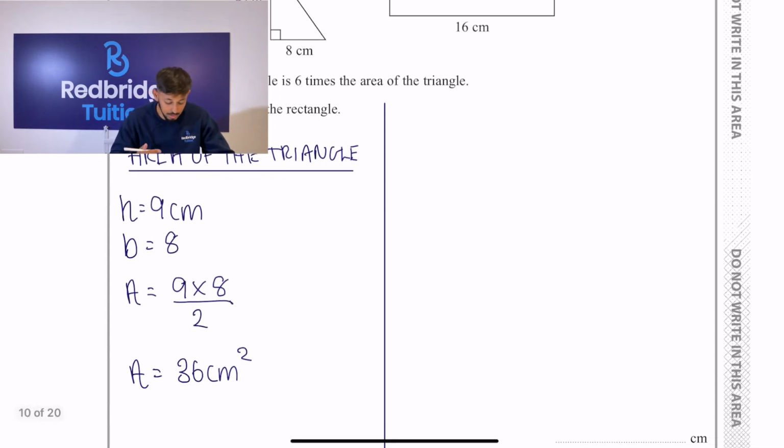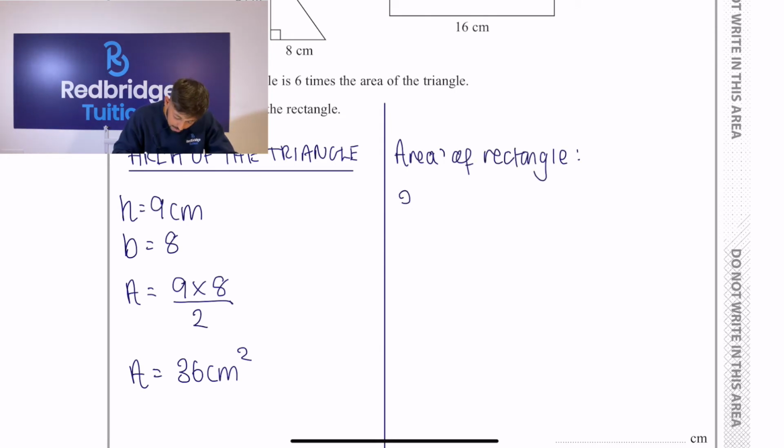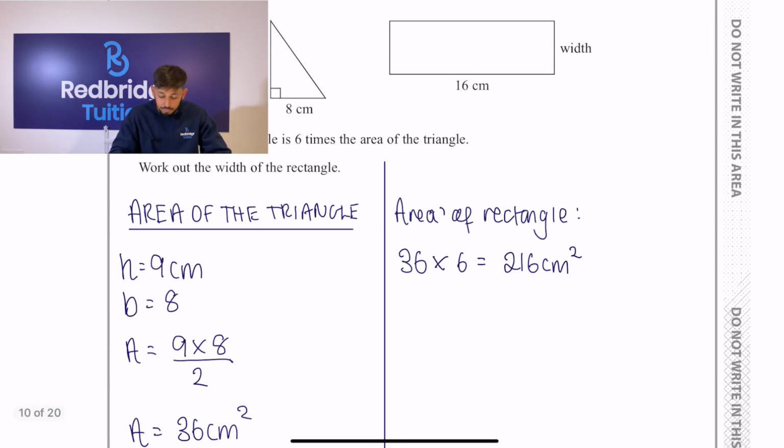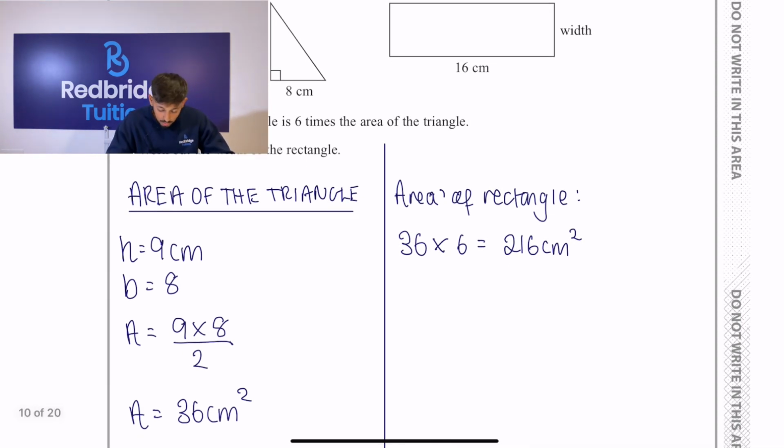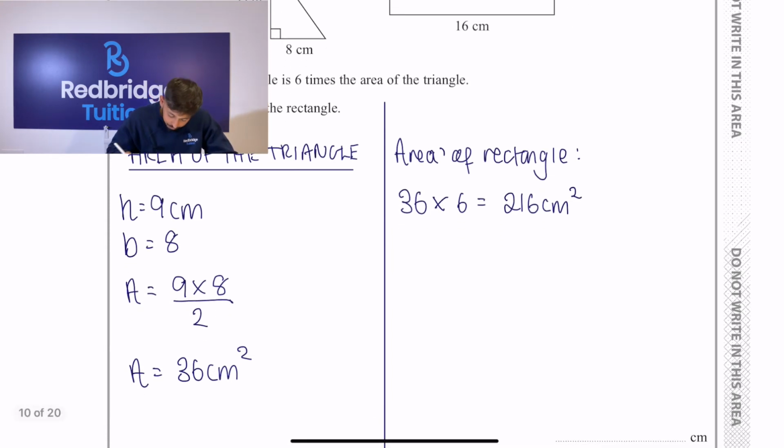We do this by timesing our value of 36 centimeters squared by 6. So I'm going to write here area of rectangle. This is equal to 36 times 6, which gives us an answer of 216 centimeters squared. Okay. Now the final part of this question wants us to work out the width of the rectangle. As we have the area, which is 216, we can write the equation, which is base times height, to work out the area of a rectangle.